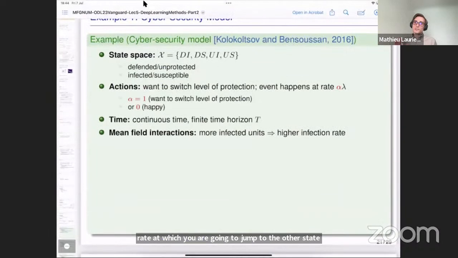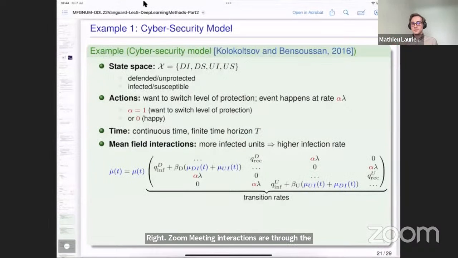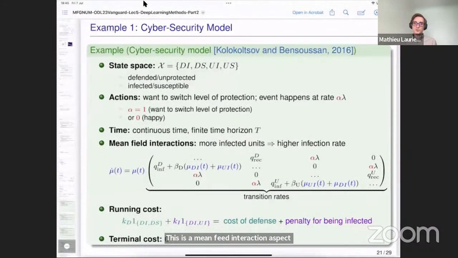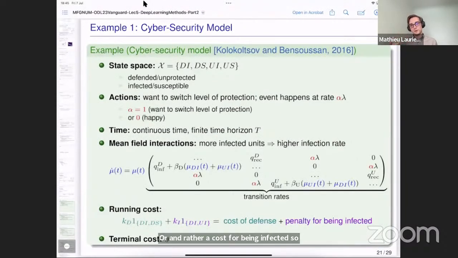So this is one example, which is similar to the SIR model I discussed in the first lecture. It's continuous time, finite state, right? The mean field interactions are through the probabilities to be infected. So a bit similar to the SIR model. The transition from susceptible to infected happens more quickly if there are many infected computers than if there are no infected computers. This is the mean field interaction aspect. And last, the running cost is a combination of a cost to defend yourself, to pay. You have to pay maybe for some software to protect you from viruses, and also a cost for being infected. So if you get infected, then you pay a cost because you have to fix this problem.